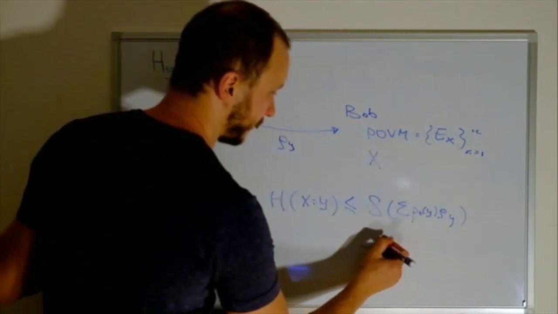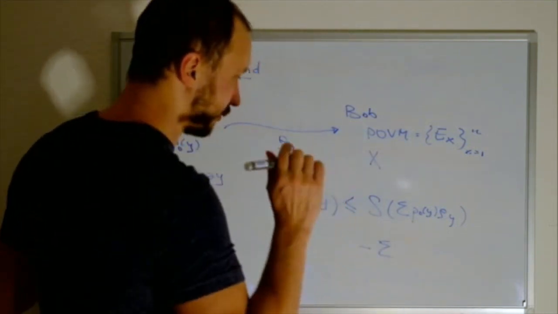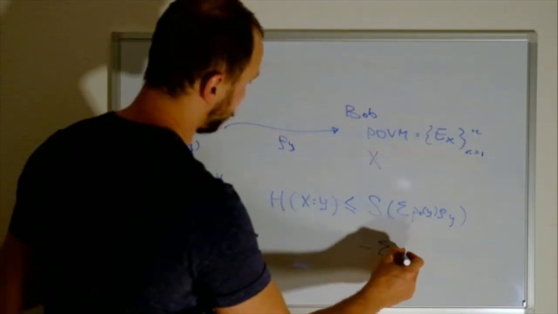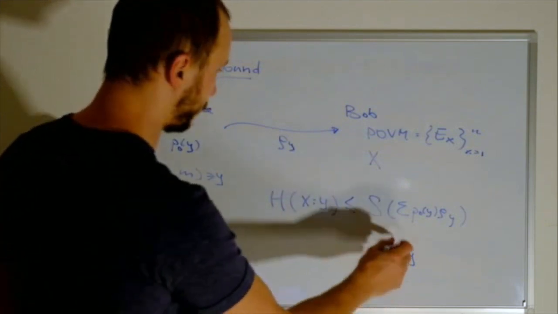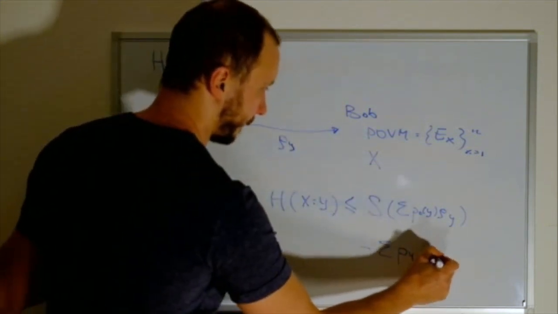Minus, we have to subtract now something like a conditional entropy, it's different, but it's like a conditional one. So minus the average entropy of the sent state. Yeah?